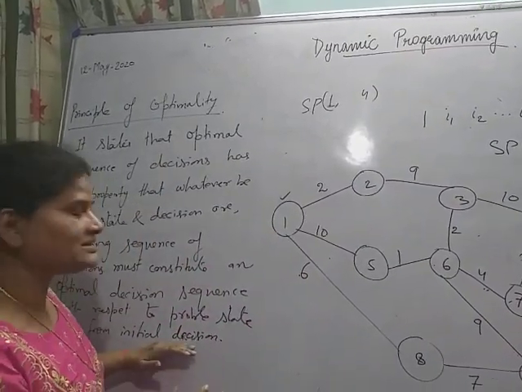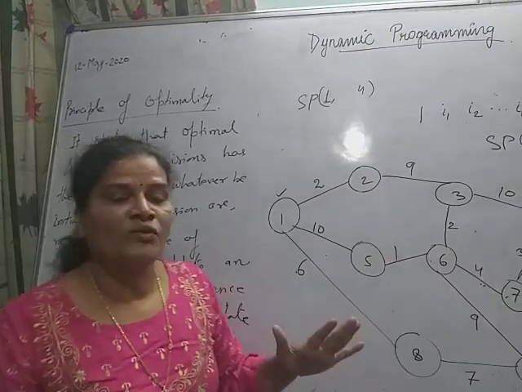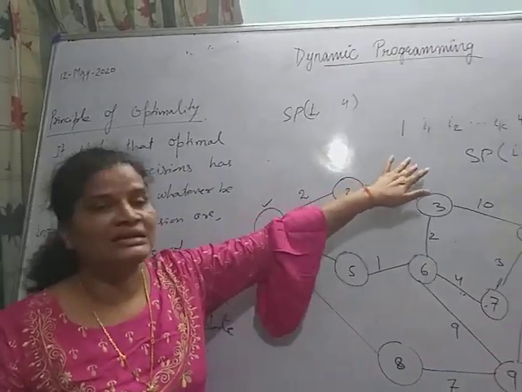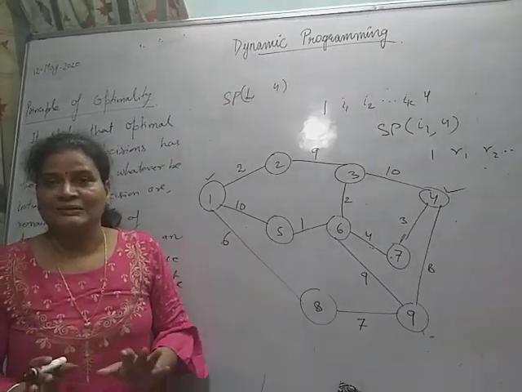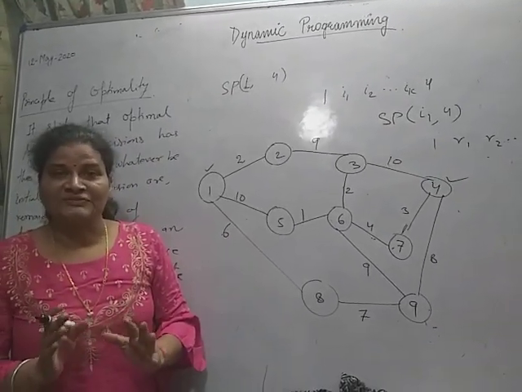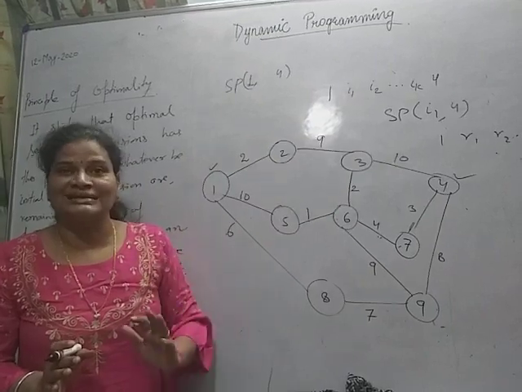So the problem state that results from the initial decision, after that it must be optimal. Now in this way, if you see the difference between dynamic programming and the greedy technique.